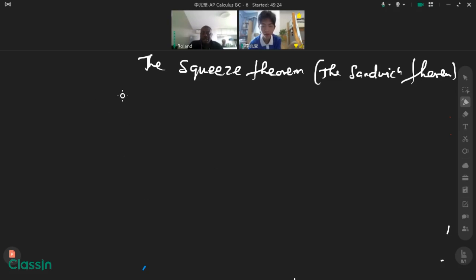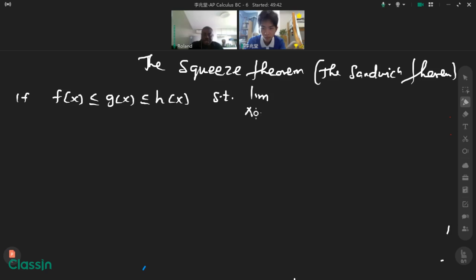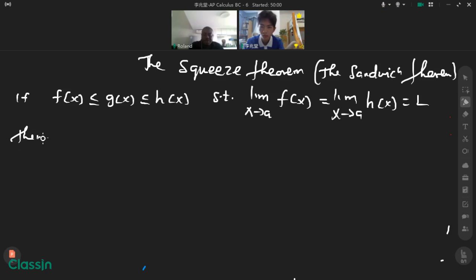Okay, so the squeeze theorem, or sandwich theorem, says that if f of x is at most g of x, which is at most h of x, such that the limit as x approaches a of f of x equals the limit as x approaches a of h of x equals any constant L, then the limit as x approaches a of g of x equals the same L.